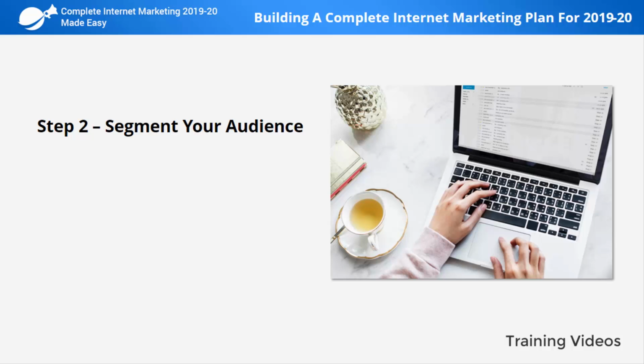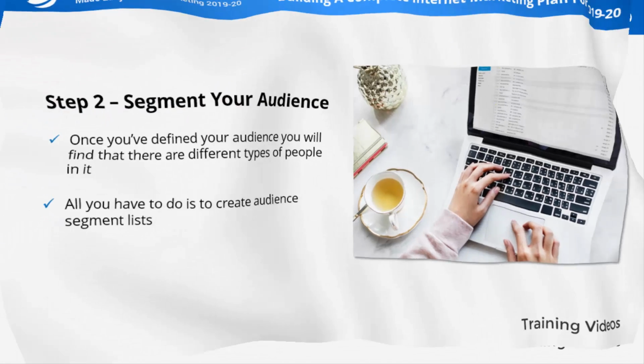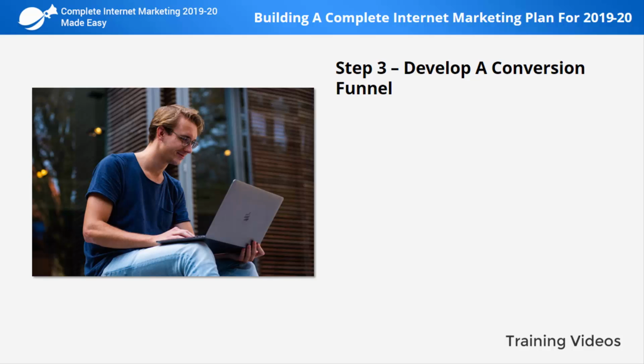Step number 2. Segment your audience. Once you've defined your audience, you'll find that there are different types of people in it. You have to add each one of these groups of people to a segment. All you have to do is to create audience segment lists. Most marketing and advertising channels allow you to create and save audience segments, and you can also save them to a spreadsheet.